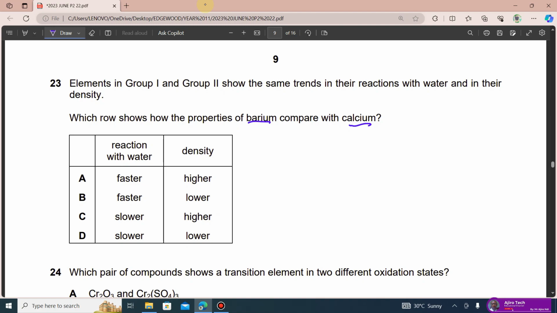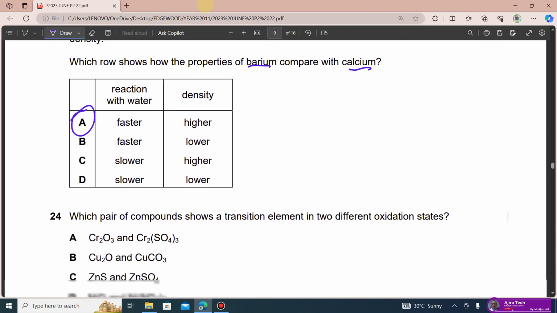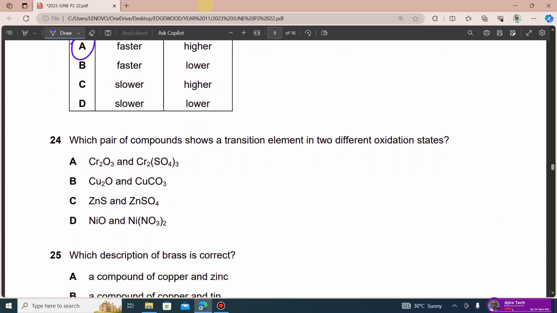Okay, so as we go down, in terms of reactivity with water and in terms of their density, it is simply increasing. So this is A. So A simply answers that question. Okay, so going to question 24.